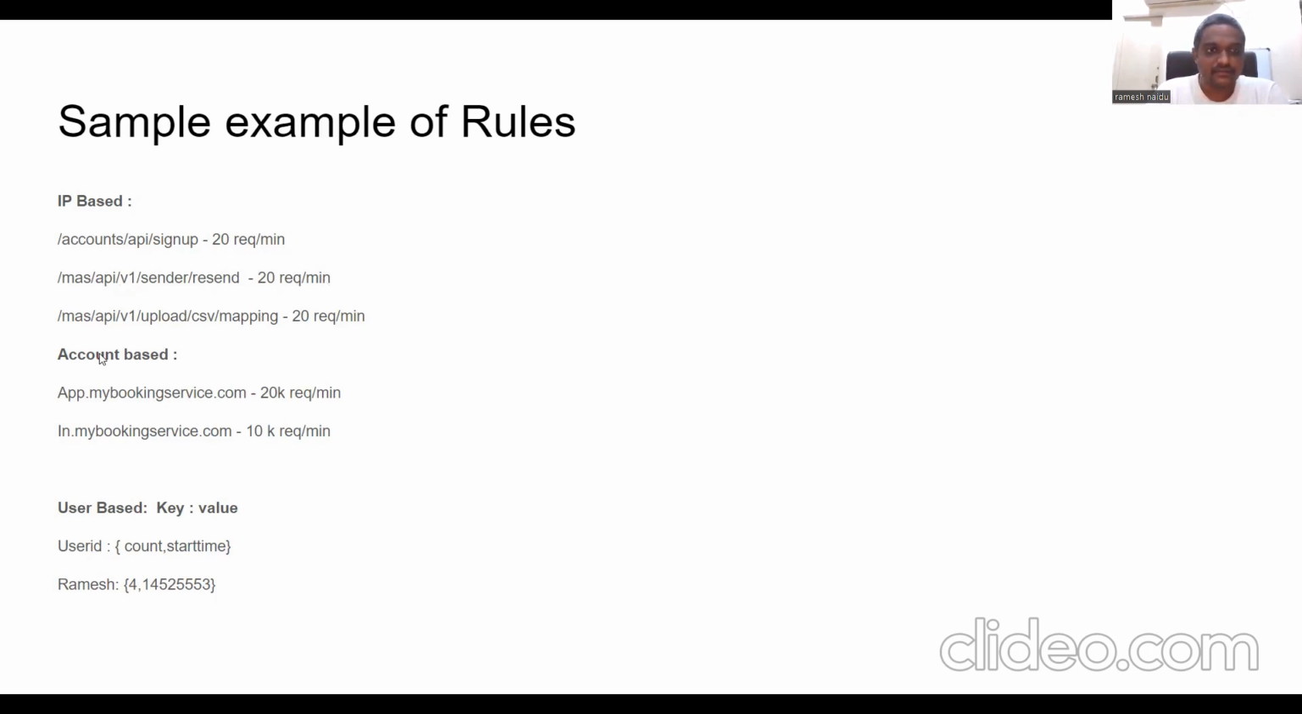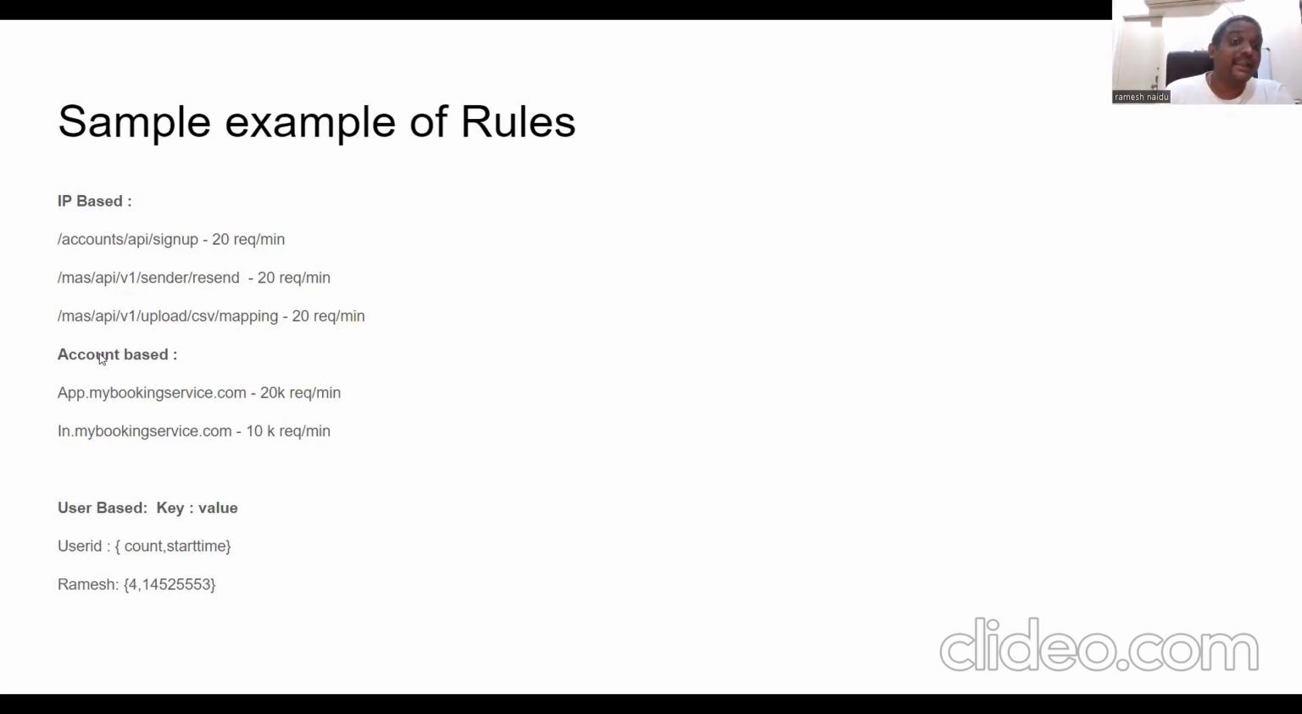Whereas in the account base, I globally classify for a particular domain. So for app.mybooking.service.com, I have 20K requests per minute. At any point of time, I can allow 20K requests in a minute. It could be from any of the APIs, from any of the IPs, so as a global configuration. Similarly, in.mybooking.service.com has 10K requests per minute. So this is a global level configuration.